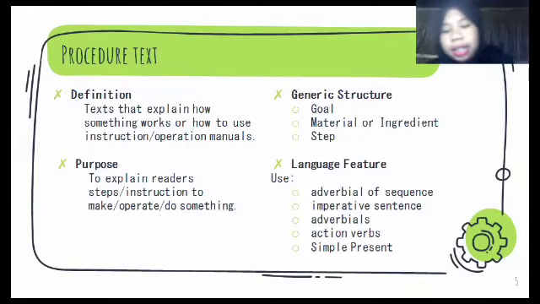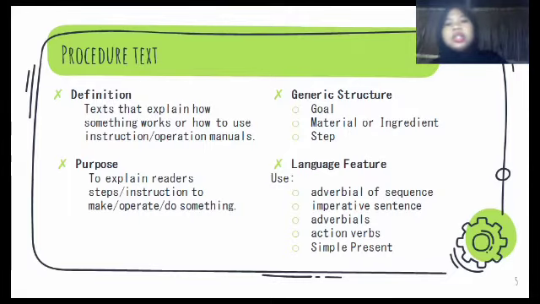What does that mean? Like we need to eat, right? We have to eat. So that is behavior. And then for it we have to cook, right? For cooking we need the instruction or steps to do that. That means text that deals with human behavior.